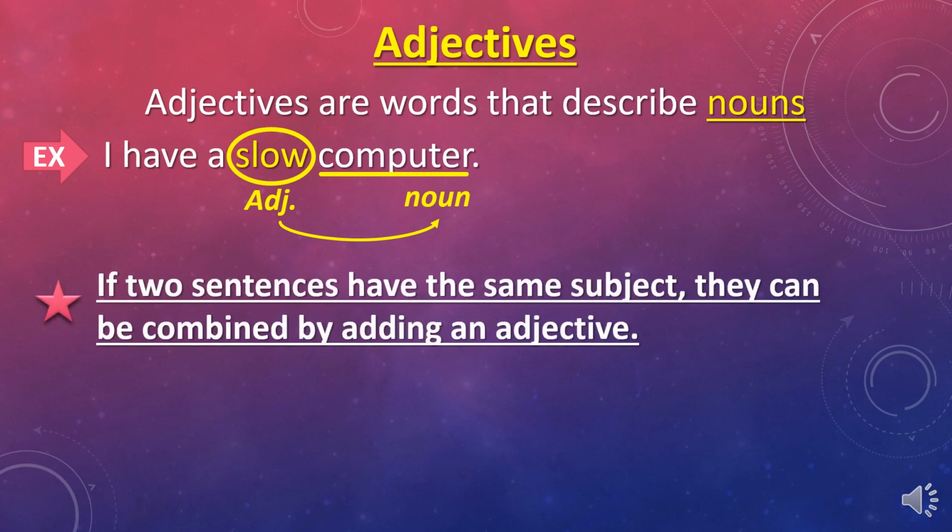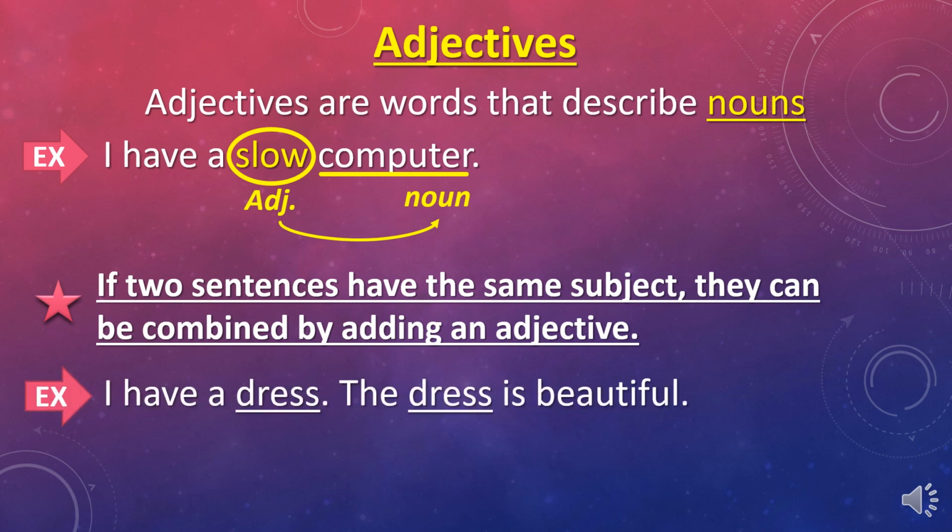If two sentences have the same subject, they can be combined by adding an adjective. How is that? Look at this example. I have a dress. The dress is beautiful. Here I have two sentences. In both sentences, we have the same subject, dress. Now I need to make just one sentence out of these two sentences. How can I do that? I can add an adjective, the adjective beautiful. So I can say, I have a beautiful dress.